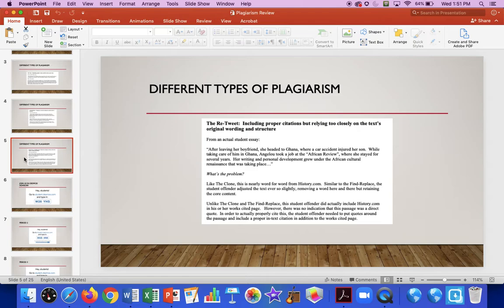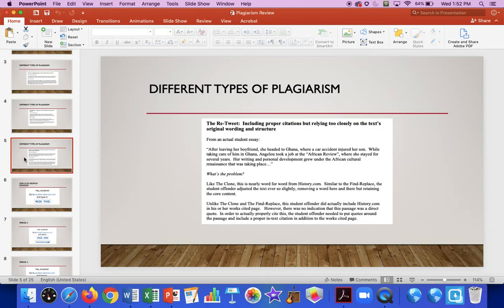After leaving her boyfriend, she headed to Ghana, where a car accident injured her son. The problem with this one is that it is nearly word for word from history.com. They did do some of their own paraphrasing, and they did do the find and replace, where certain key words were plucked out and then replaced by a synonym. That's problematic because it doesn't sound like the author's voice. It sounds like the source, right? And then it sounds a little like refrigerator magnet poetry.